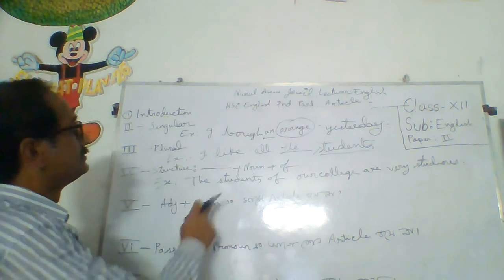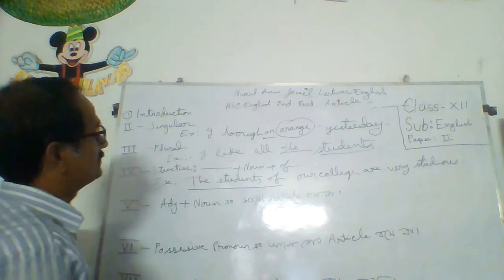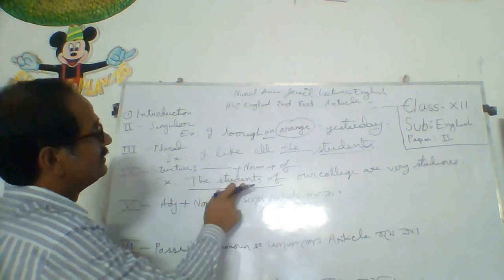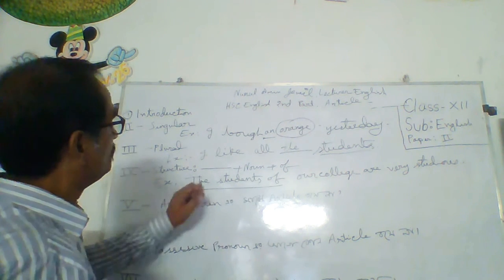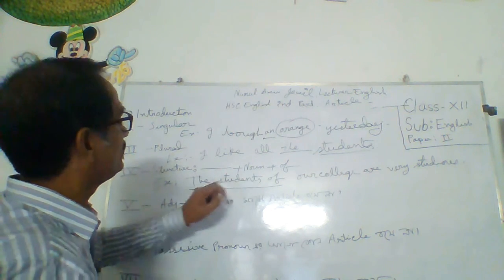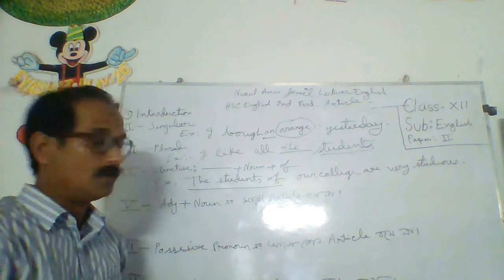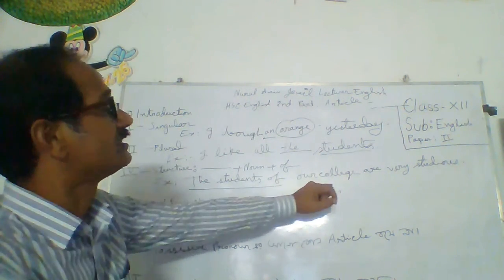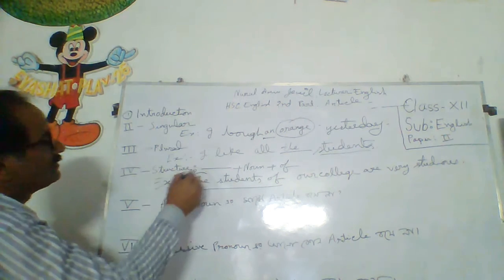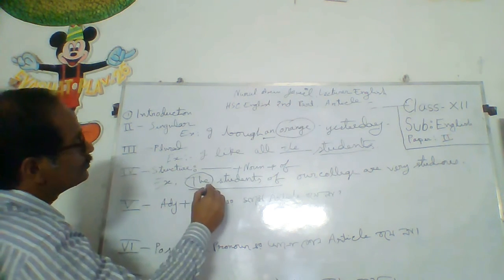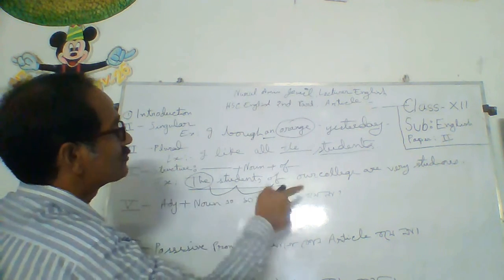Yet, note the fact, here is the structure. Firstly, there is a the, then there is a noun, and there is an of. The plus noun plus of. The students of our college, or the students of Ecotchali Degree College, or the students of our country are very studious. Then the article used here is the. It is used before students of, the students of.